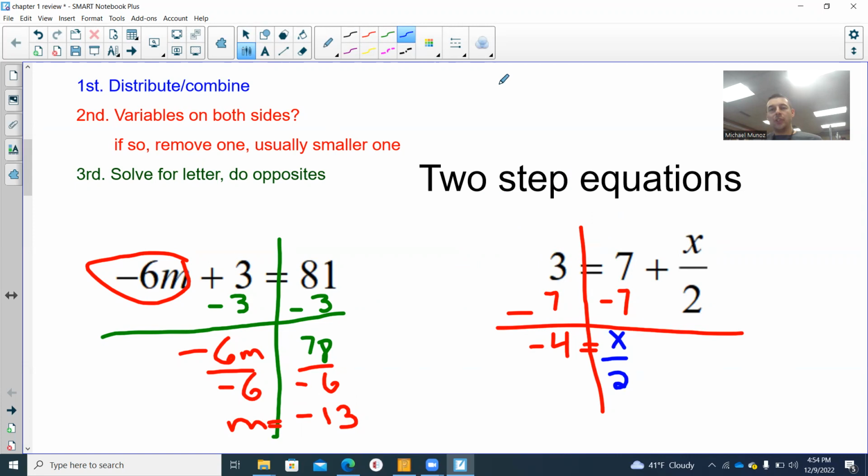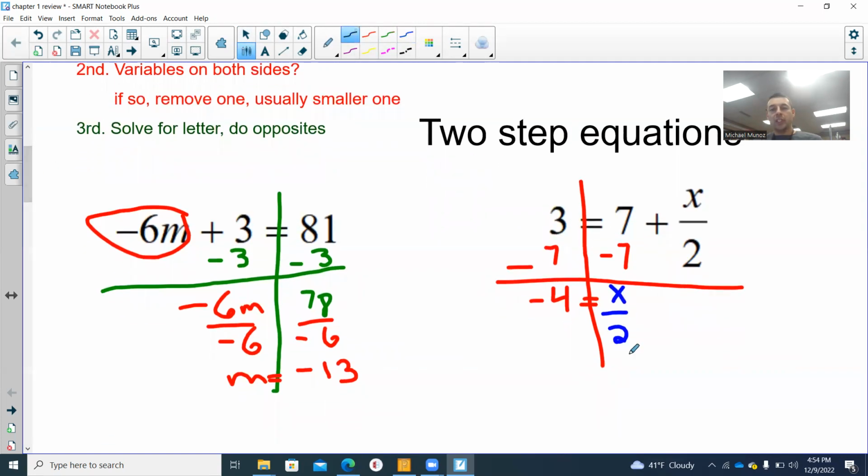They're being divided, so I'm going to do the opposite and multiply both sides by 2. And negative 4 times 2 is a negative 8. So x is going to equal a negative 8.